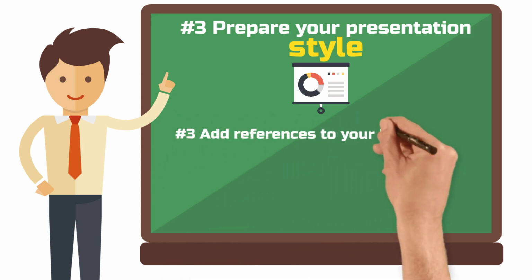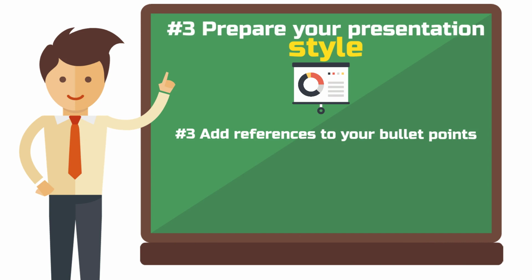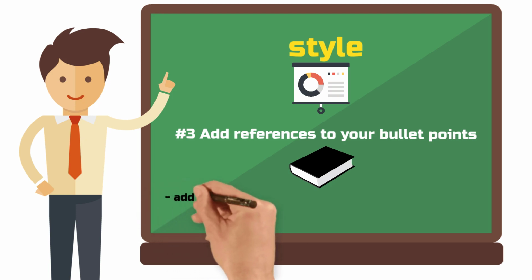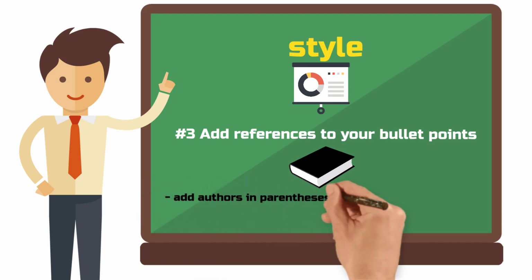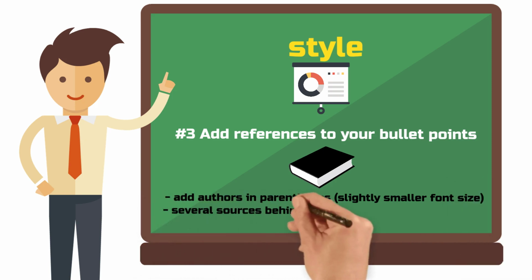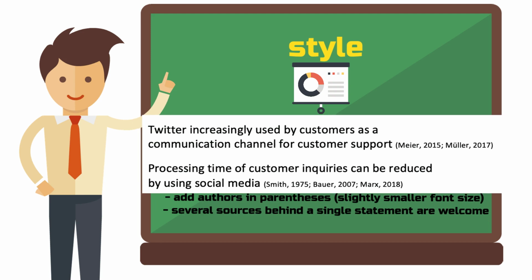Reference your bullet points. Now back to the text on your slides. Everything that belongs to the introduction, literature and theory sections, as well as the discussion, must be referenced exactly as in your written work. Add the corresponding authors in parentheses behind your bullet points with a slightly smaller font size. Several sources behind a single statement are also welcome. The more the better. It should look something like this.